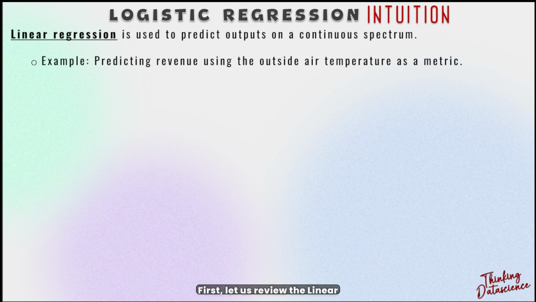First, let us review linear regression before covering logistic regression. In the video about linear regression, we learned how to predict outputs on a continuous spectrum. We used an example of predicting revenue based on outside air temperature. We took the example of an ice cream stand and predicted that at a temperature of 20 degrees, the daily revenue would be around $500. As the temperature increased to 35 degrees Celsius, the revenue increased to $700 or $800 daily.